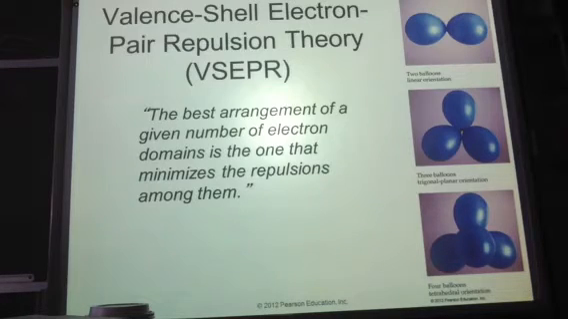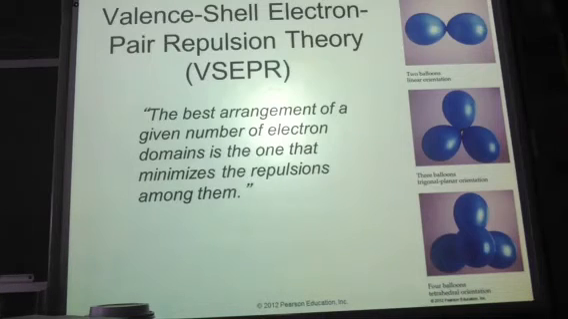Thinking about the electron domain geometry, and also what the molecular shape would be, we have come up with a theory called the valence shell electron pair repulsion theory, which we call VSEPR.